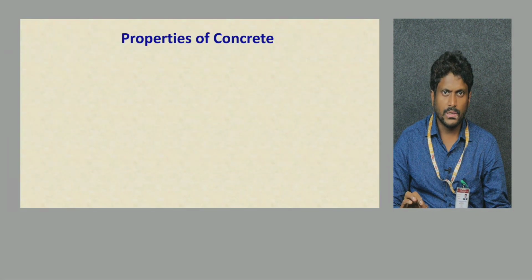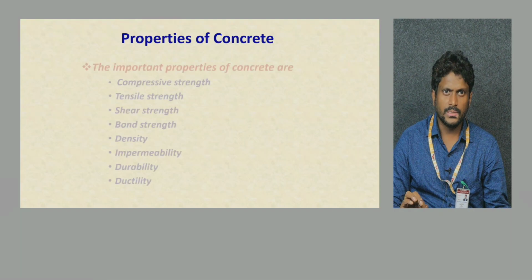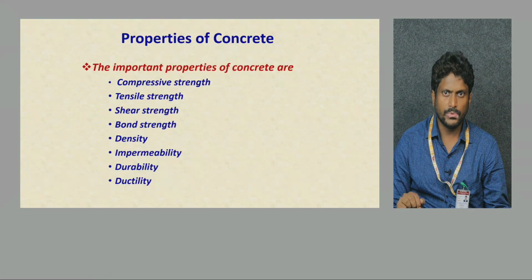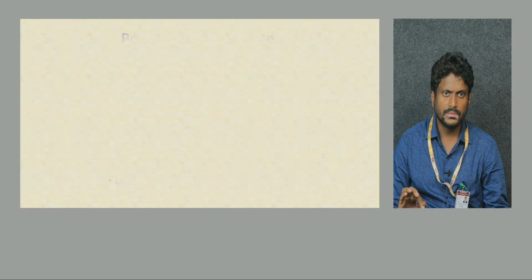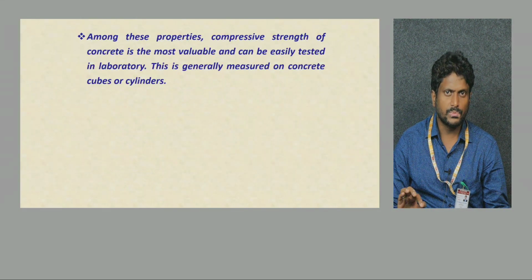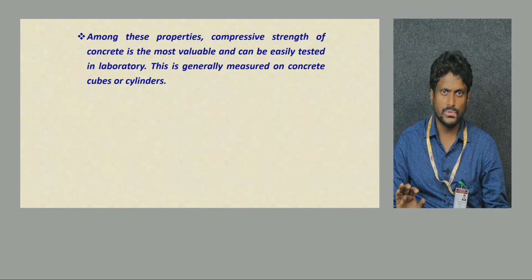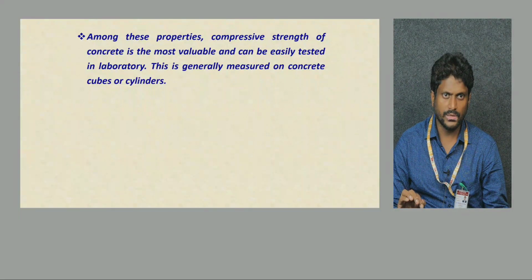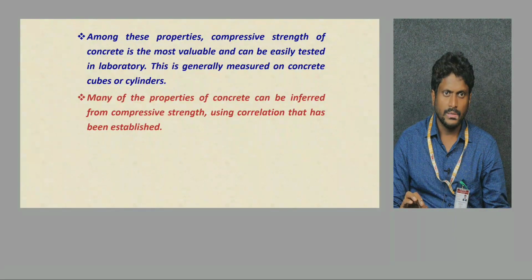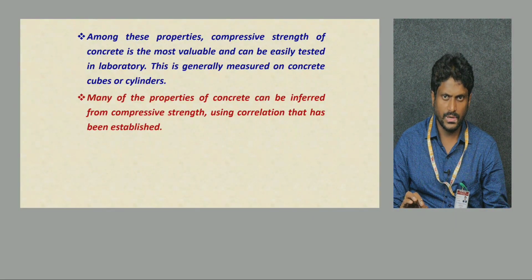So firstly, I would like to cover a few fundamentals about the concrete. In that, the properties of the concrete. The important properties of the concrete are, as everyone of us knows from the concrete technology subject, compressive strength, tensile strength, shear strength, bond strength, density, impermeability, durability, ductility, like that. Among these properties, compressive strength of concrete is the most valuable and can be easily tested in the laboratory. This is generally measured on concrete cubes or cylinders. Many of the properties of concrete can be inferred from compressive strength using correlations that have been established.